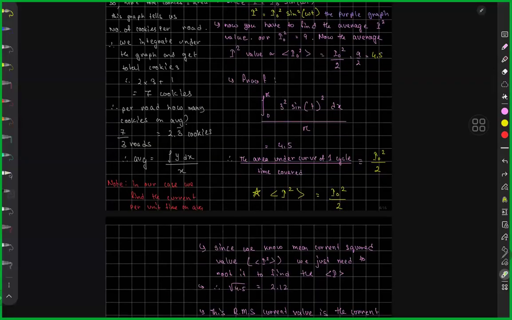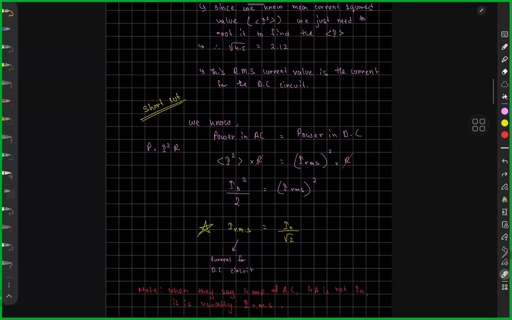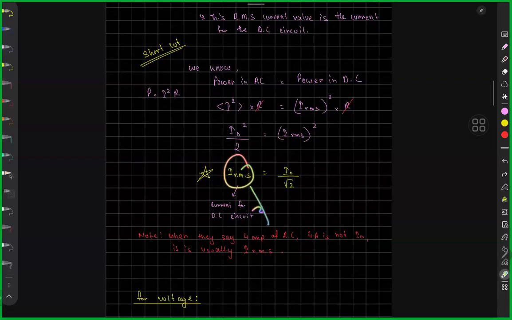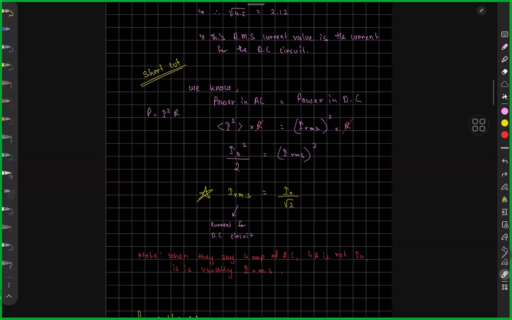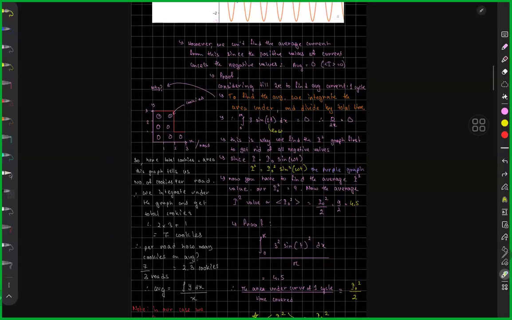The mean current. Okay, 2.12. What is the shortcut to all of this? The shortcut is that the root mean square value can be found by I0 by root 2. This is a formula you will have to memorize. I'm pretty sure none of you will do all of that, but it is good to understand the concept of how we get the average current in the circuit.